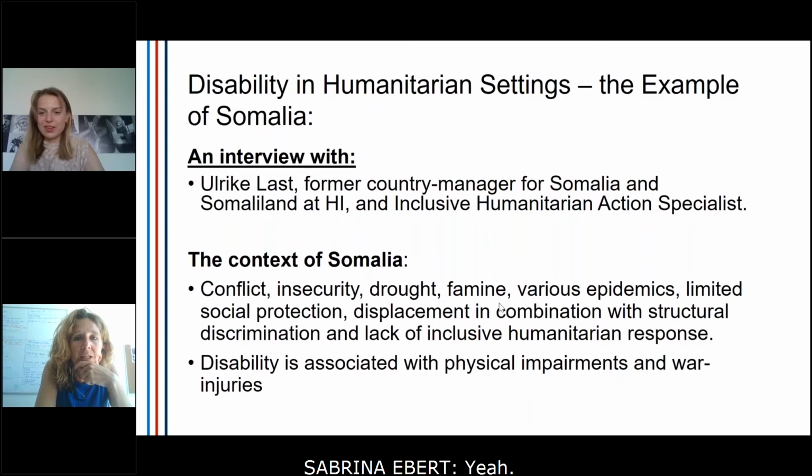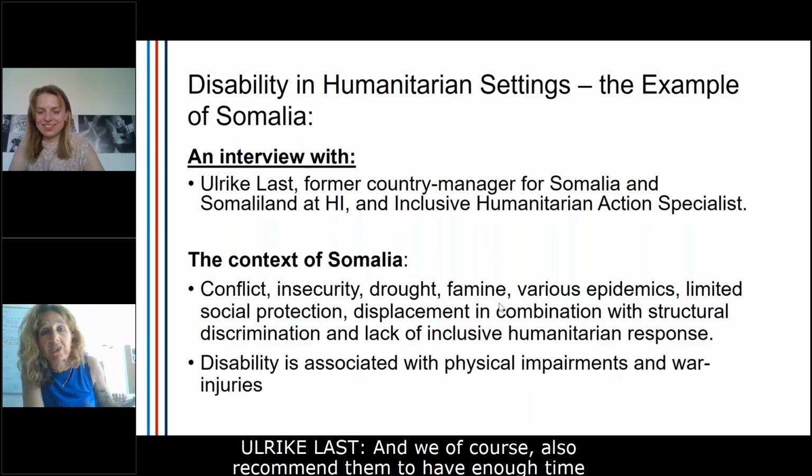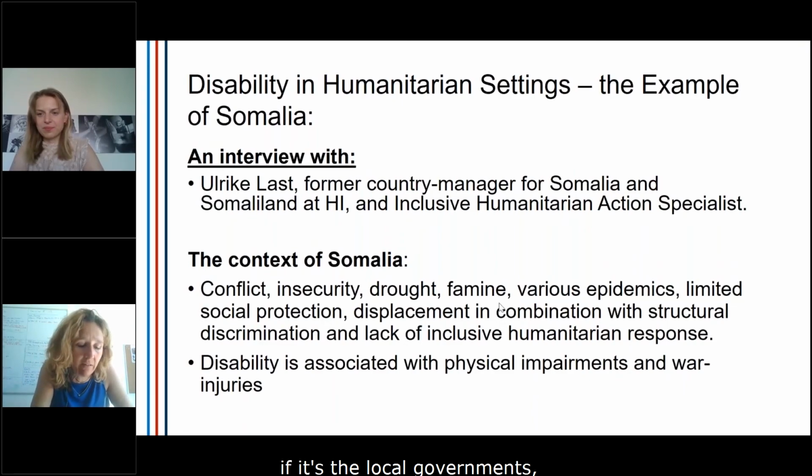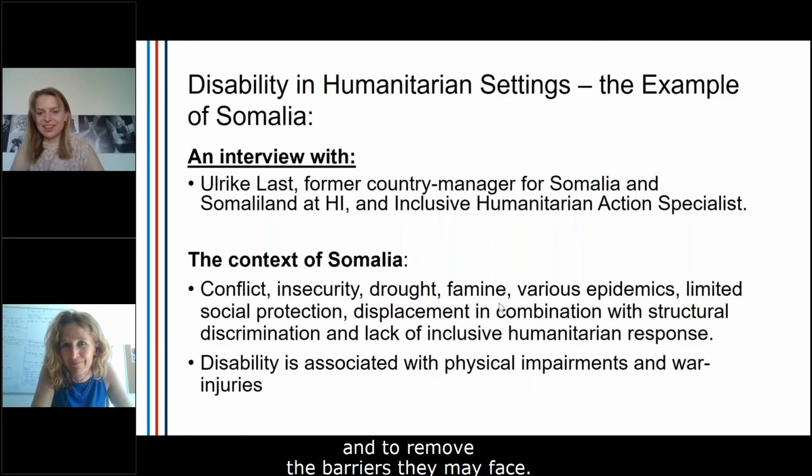And we, of course, also recommend that they allow enough time for their staff and also authorities, if it's the local governments, to learn more about disability together with issues like gender or age, in order to make their programming more inclusive and to remove the barriers they may face.